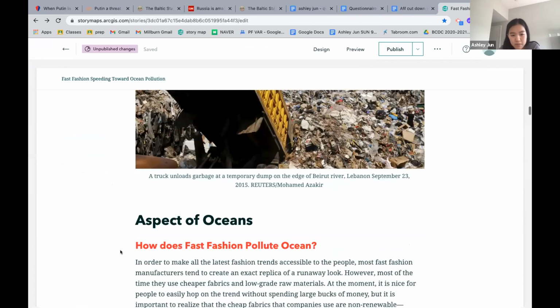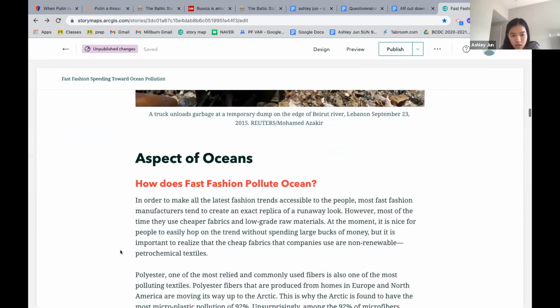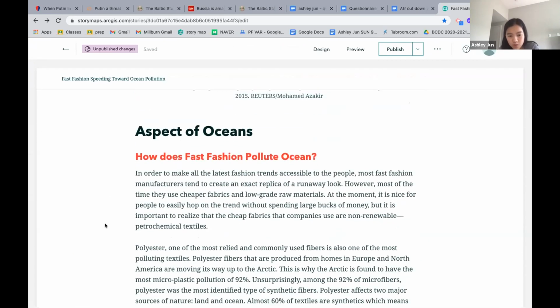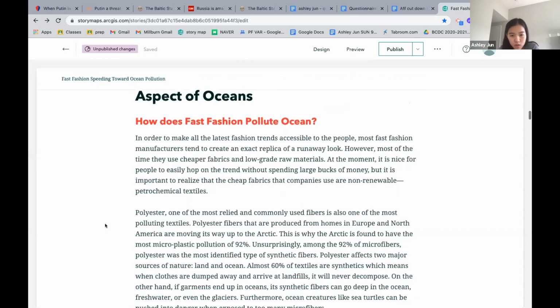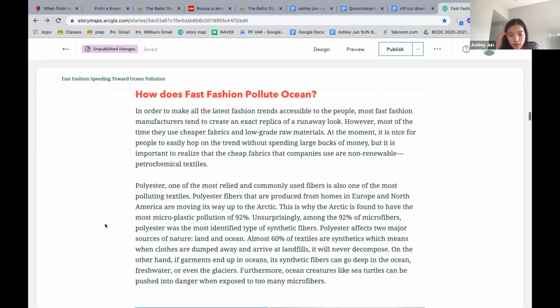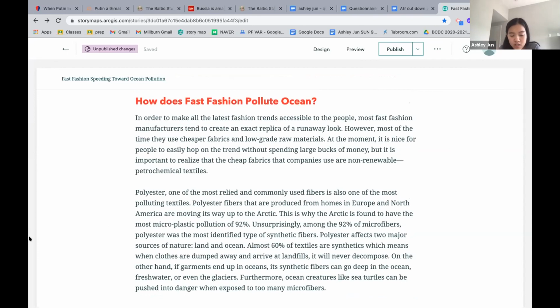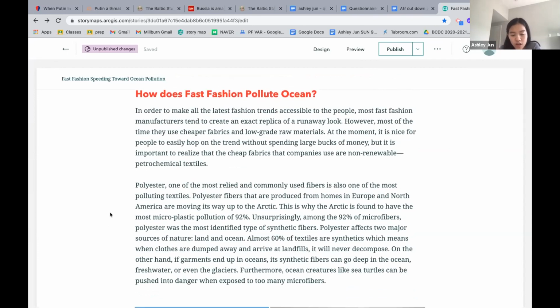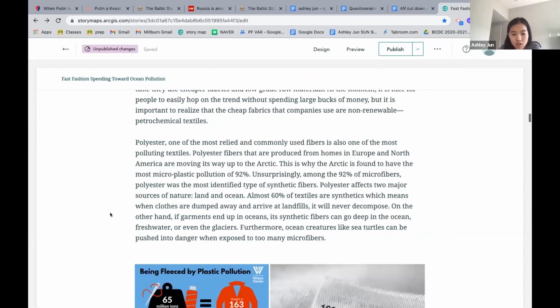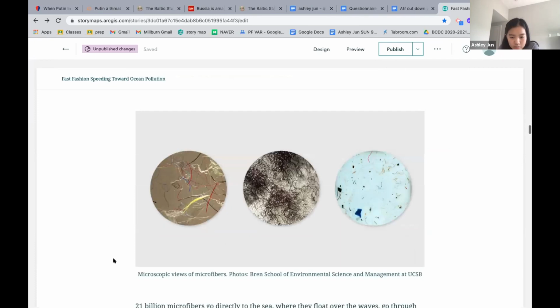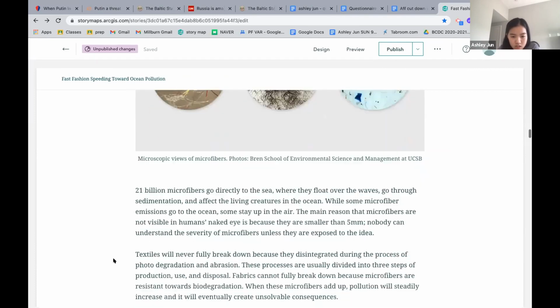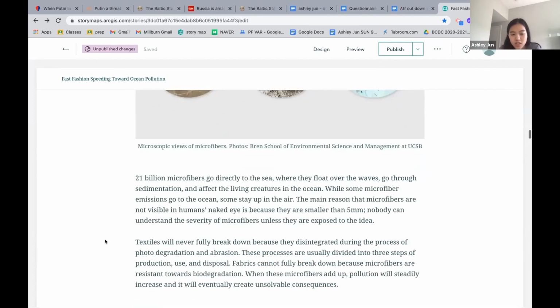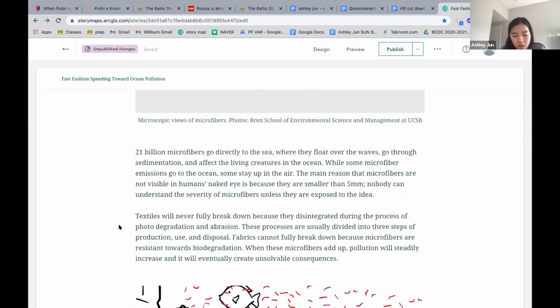Moving on to the oceans, SDG 14, I talk about how fast fashion pollutes the ocean, which is again through laundry, which goes directly into the oceans and can also hurt the human food chain. And about microfibers, here I give some quantifications and the process of how it leads to microfibers polluting the ocean.